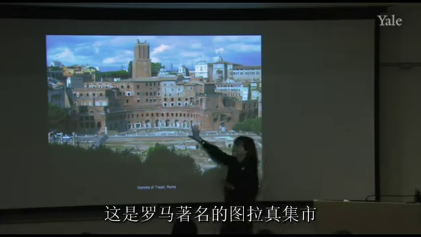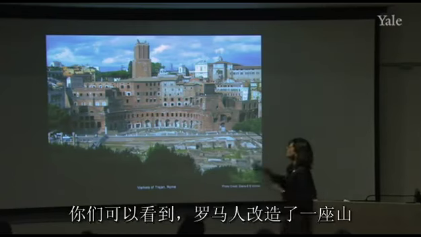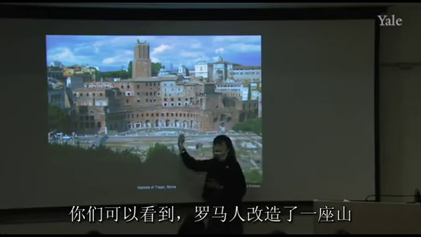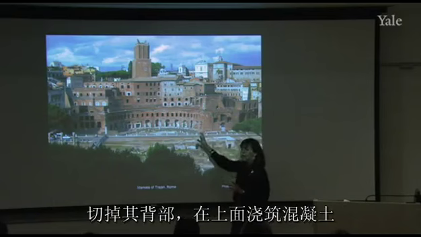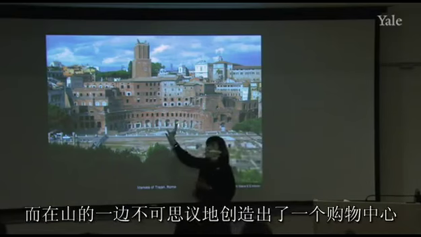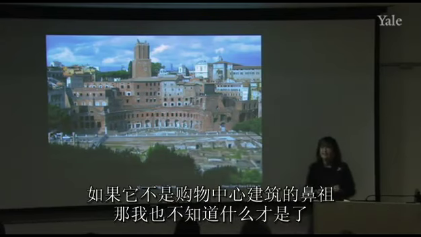This is the so-called, the famous Markets of Trajan in Rome, part of the great forum of the Emperor Trajan in Rome. And you can see that what the Romans have done is taken a hill, one of the famous seven hills, the Quirinal Hill, cut it back, poured concrete on it, and created this incredible shopping center on the side of the hill. If this isn't the beginning of mall architecture, I don't know what is, shopping mall architecture.